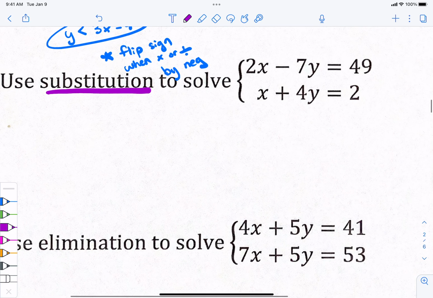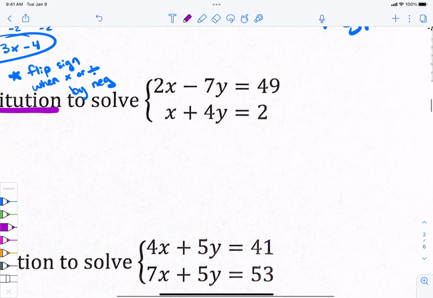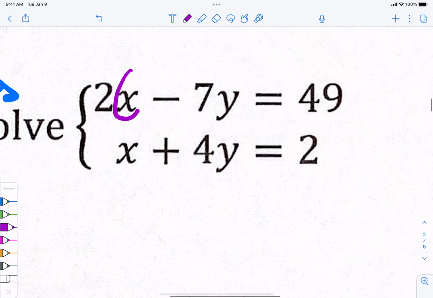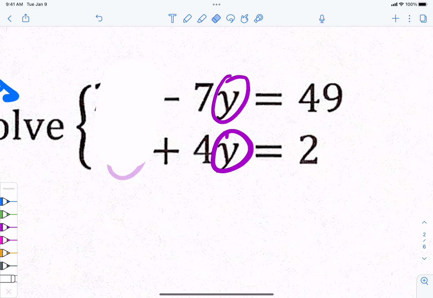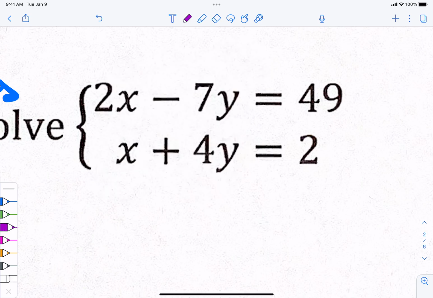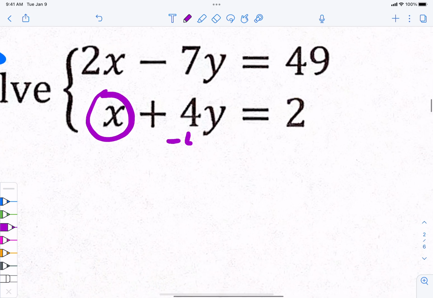Substitution. All right, when we're substituting, we have to get one of the variables by itself, and I have 4 options. I can solve for this, this, this, or this. Which one do you want to do? X. X on the bottom, because he's the only one that doesn't have a number. Okay, so how do I solve that for that X? Get x by itself.